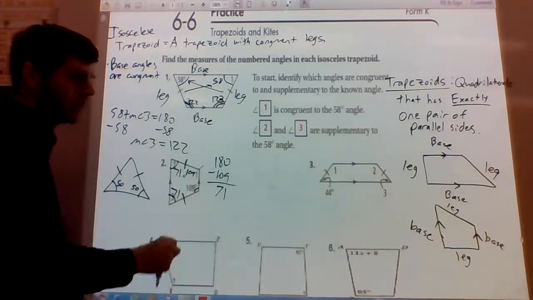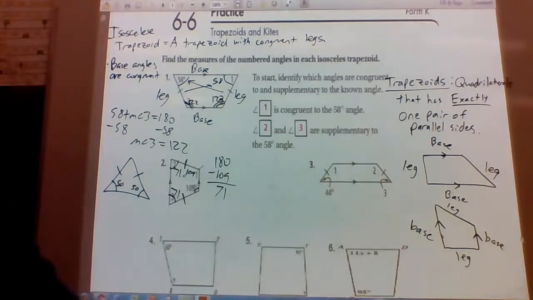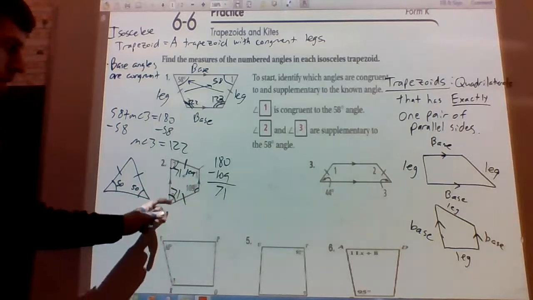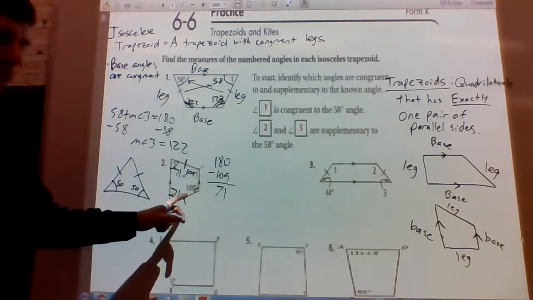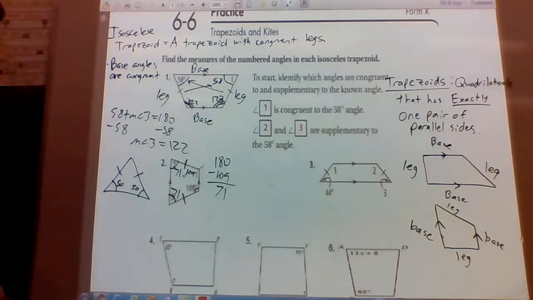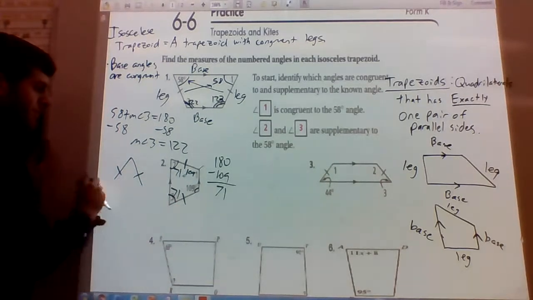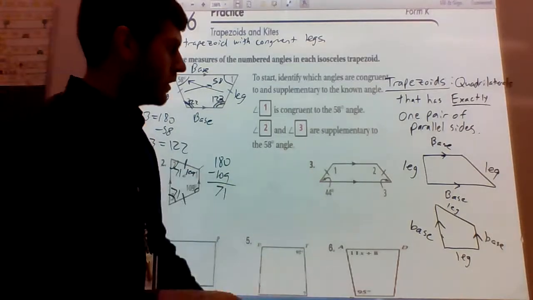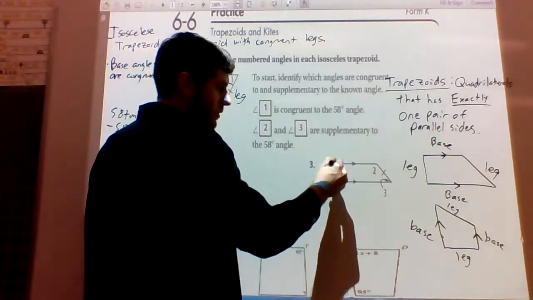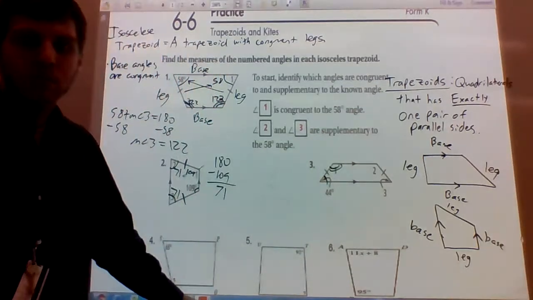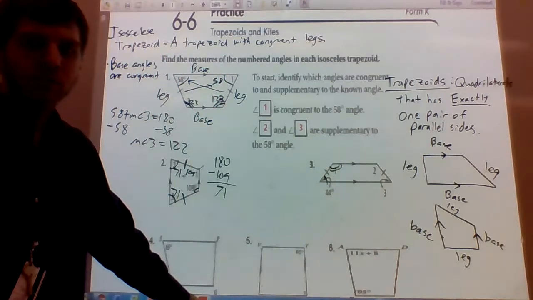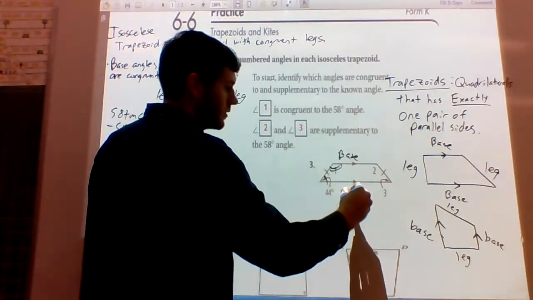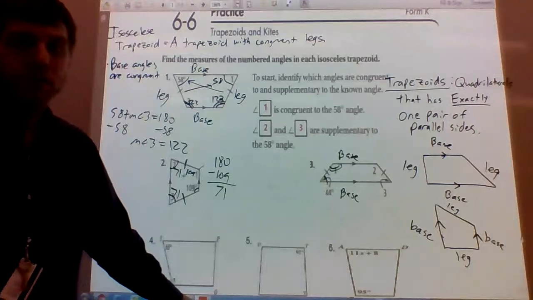Consecutive angles between the bases are supplementary. Base angles are congruent. Consecutive angles between the bases are supplementary for isosceles trapezoids. And then we have 3. Again, angle 1 and this angle are going to be supplementary because they're consecutive angles between the bases. So here's a base. The bases are the parallel sides.